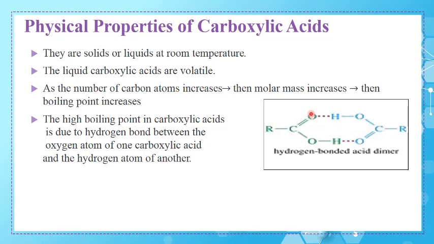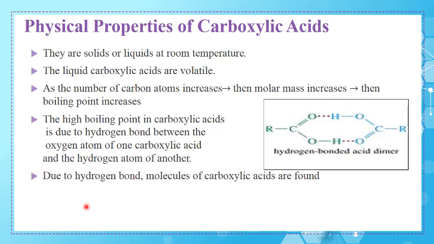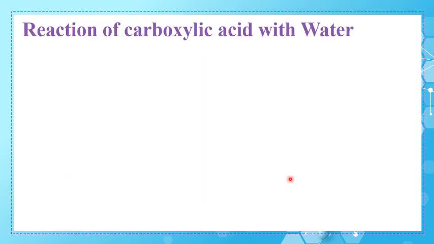As you can see, this oxygen of the first molecule is bonded to the hydrogen of the second, and here is the same. So, due to this hydrogen bond, molecules of carboxylic acids are found as dimers. Dimers means two, so they are two linked molecules. Don't forget that a hydrogen bond is a weak bond, so it can be broken easily, but it exists to increase the boiling point of carboxylic acids.